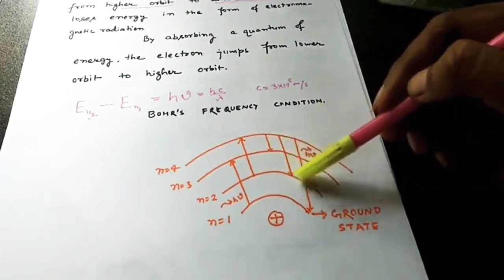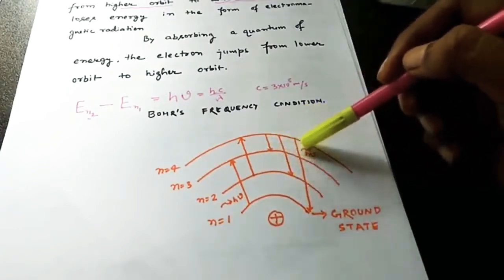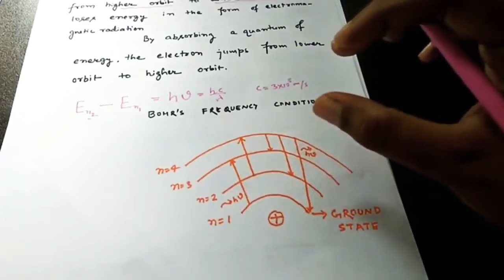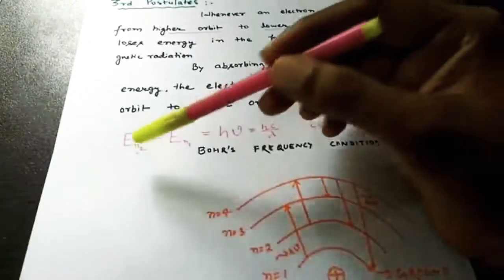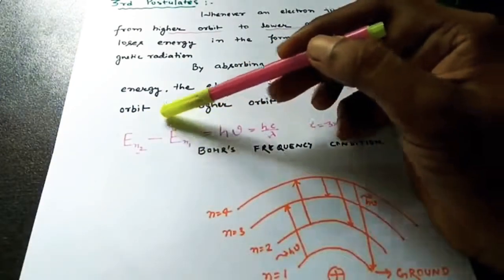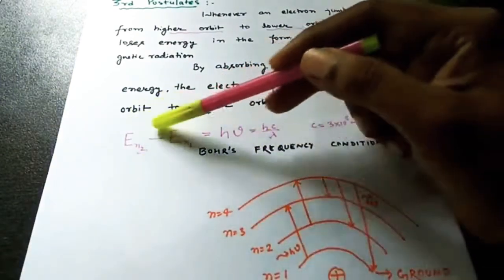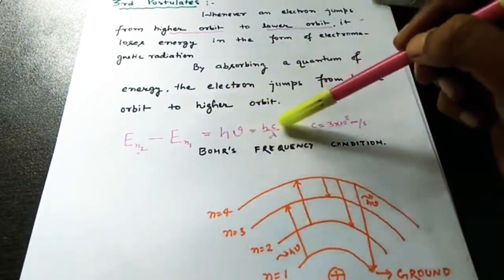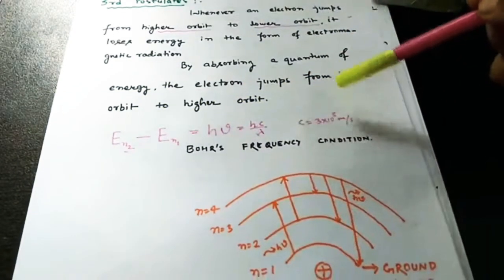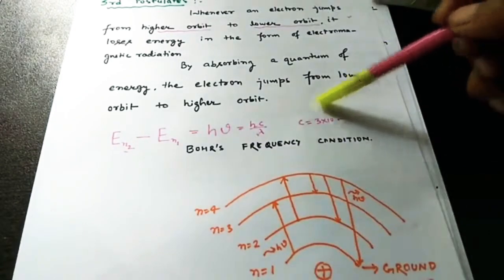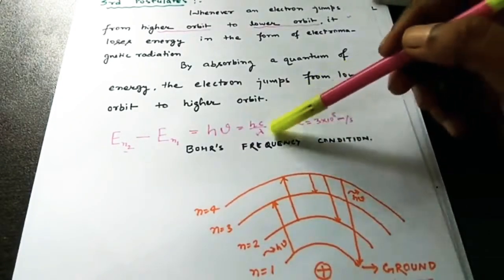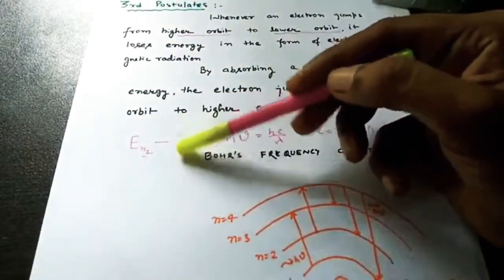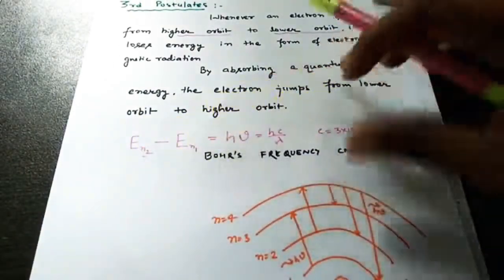And this way it releases energy, and that released energy will be equal to the difference of the energy levels. So the mathematical expression is En2 minus En1 is equal to h nu, where nu can be written as c by lambda, where c has a value 3 into 10 to the power 8 meter per second, which is the velocity of light, and lambda is the wavelength. This is the final energy level, and this is the initial energy level.